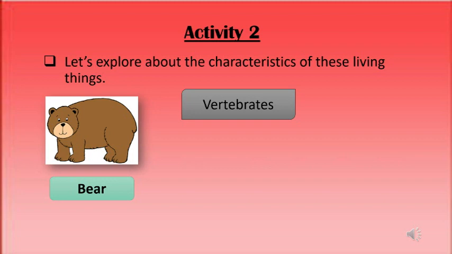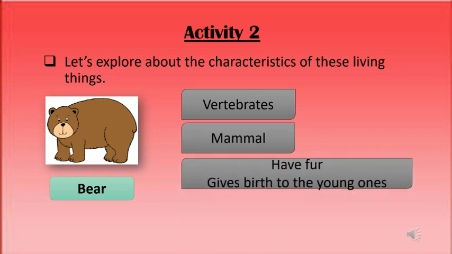Okay, now tell me which group this vertebrate belongs to. Is it a mammal or a reptile? Does the bear lay eggs or give birth to the young one? The bear gives birth to the young one, so it is a mammal. Now let's see some characteristics of bear. The bear has fur on its body and it gives birth to the young one. So these are some special characteristics of bear.